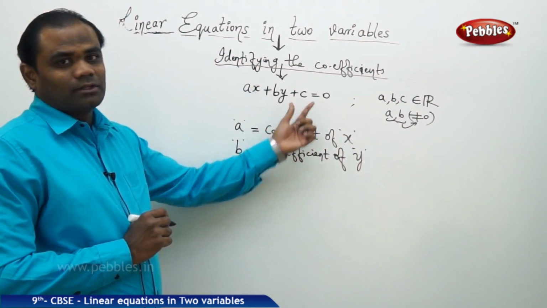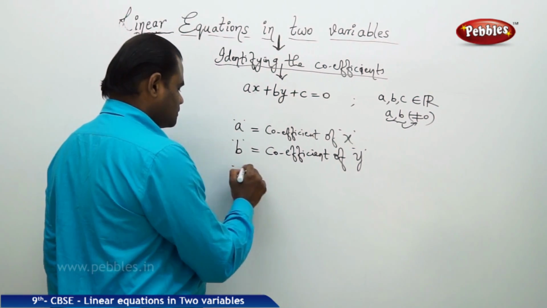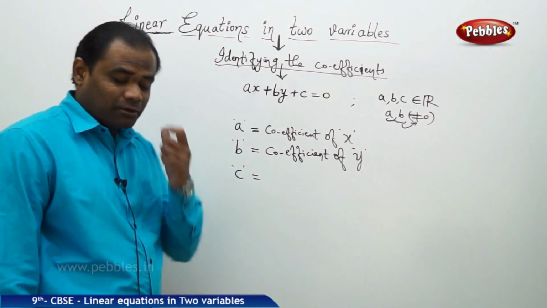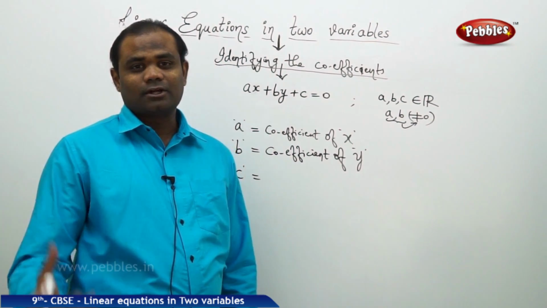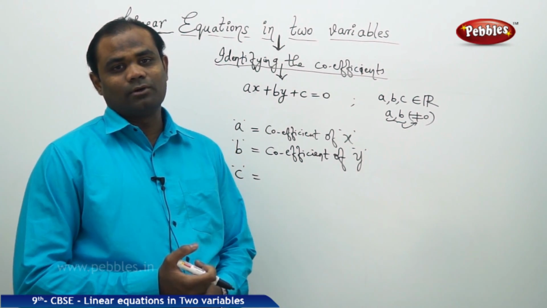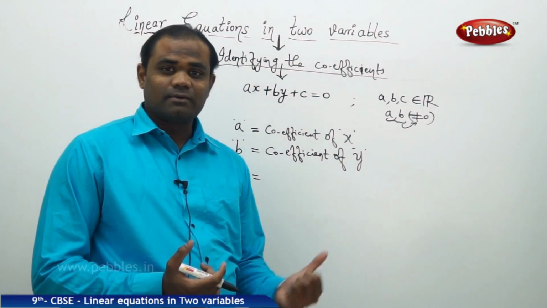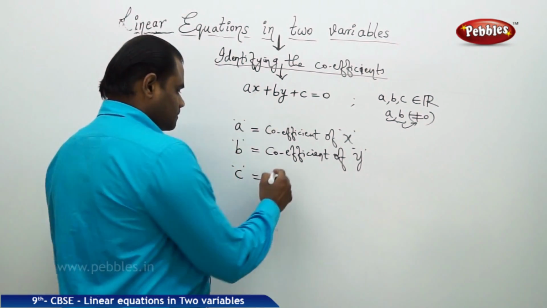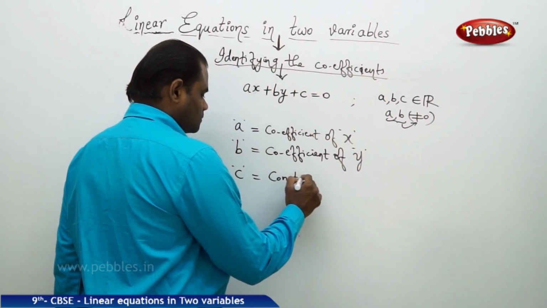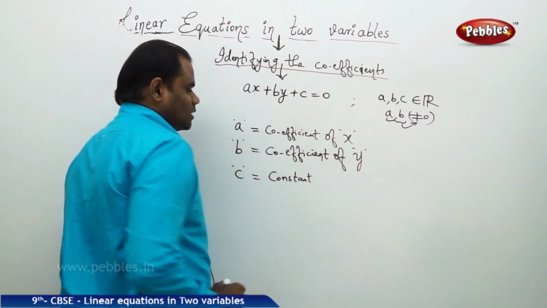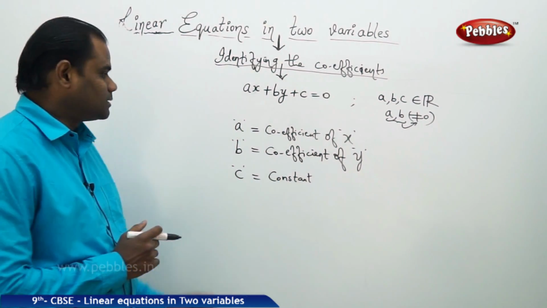Finally, it's about finding the constant C. When I would like to find the value of C, I pick the constant value in the given polynomial or in the given equation, and that acts as the value C. This is how we identify A, B, and C.